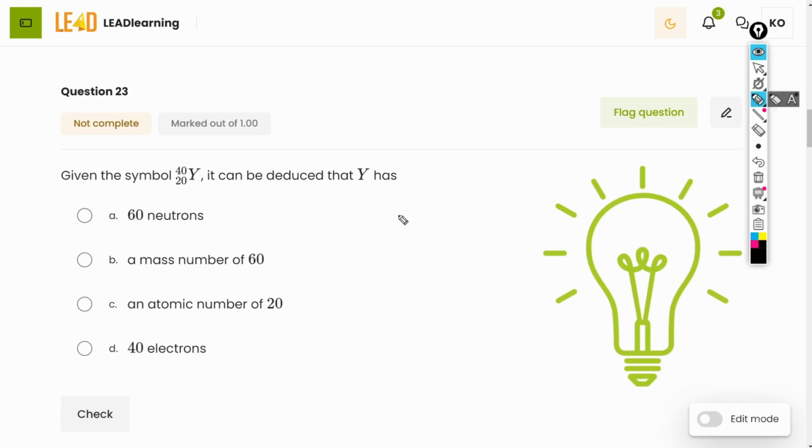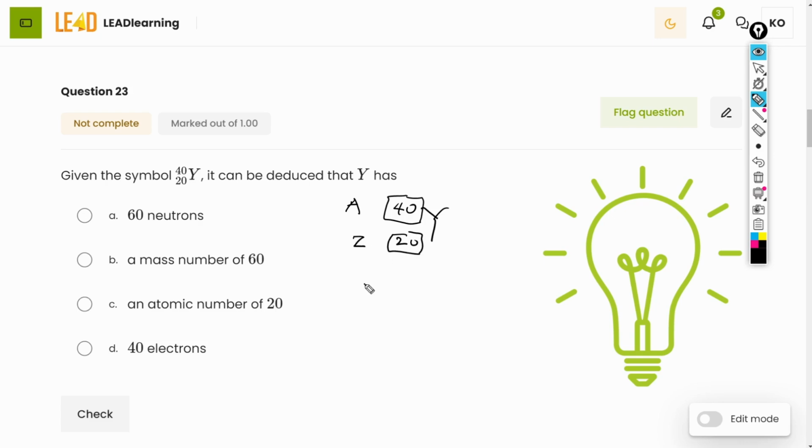Question 23. Given the symbol 40/20 Y, it can be deduced that Y has... The number 40 represents the atomic mass of the element, represented by the symbol A, and the number 20 represents the proton number of the element, represented by the letter Z.